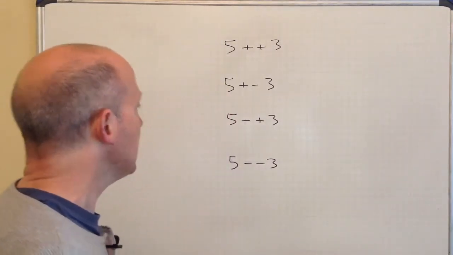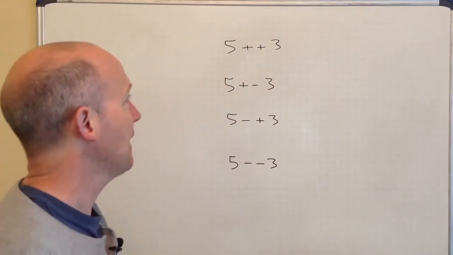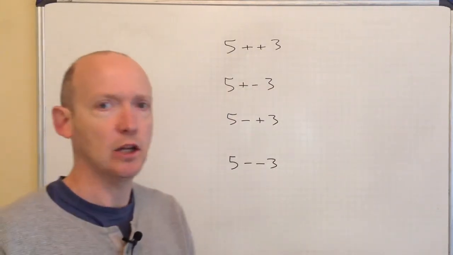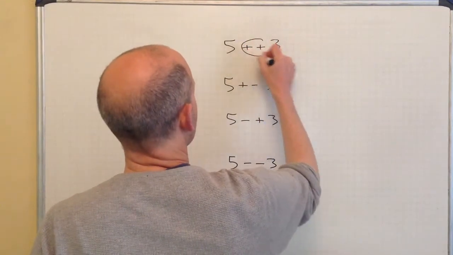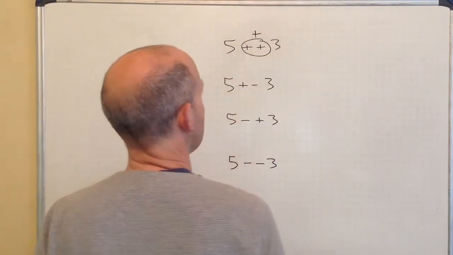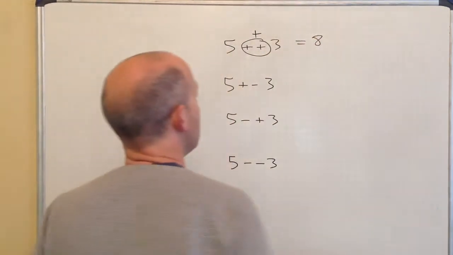Right, okay, so let's have a little look at what we've got here. First of all, we've got 5 plus plus 3. Now, I think the best way to think about this is every time you see lots of pluses, just think of it as one single plus. So that is just 5 plus 3. That's it. 5 plus 3 is 8.